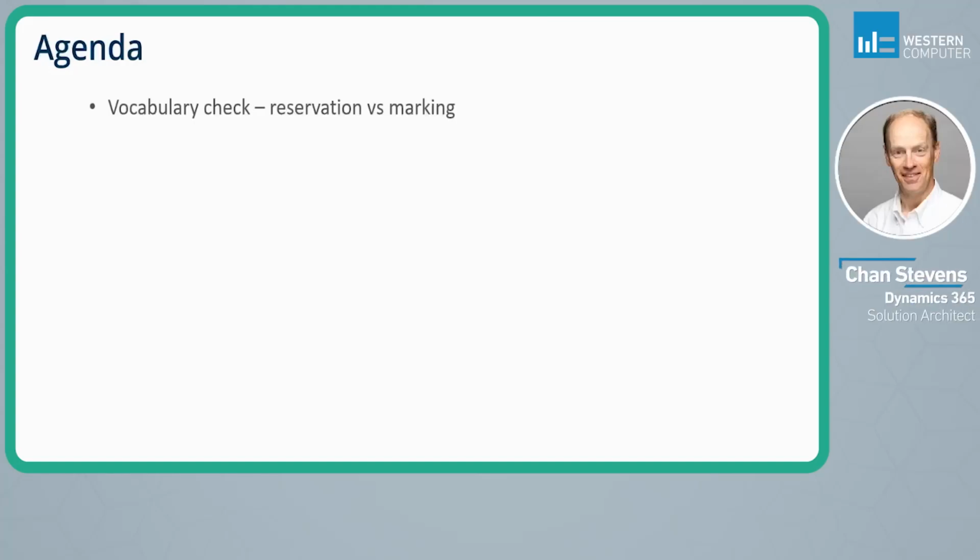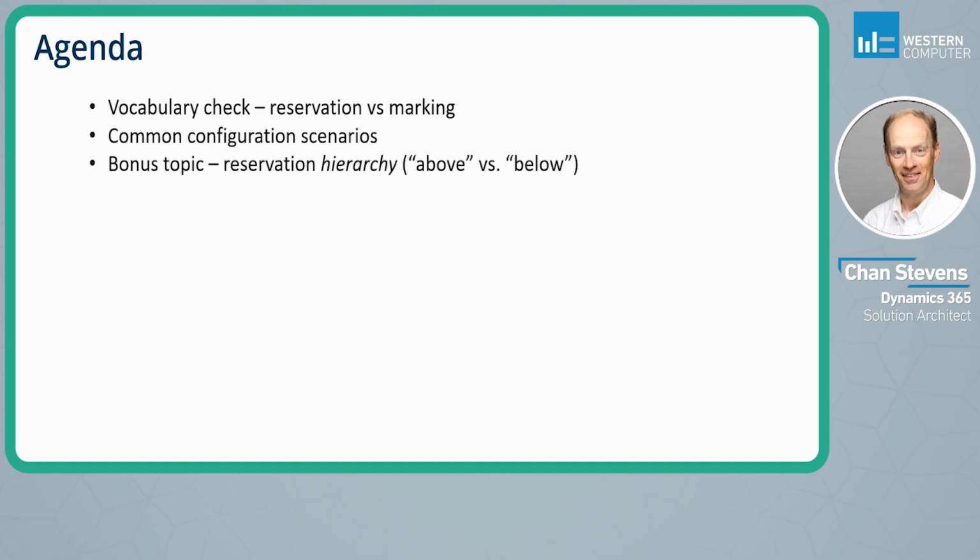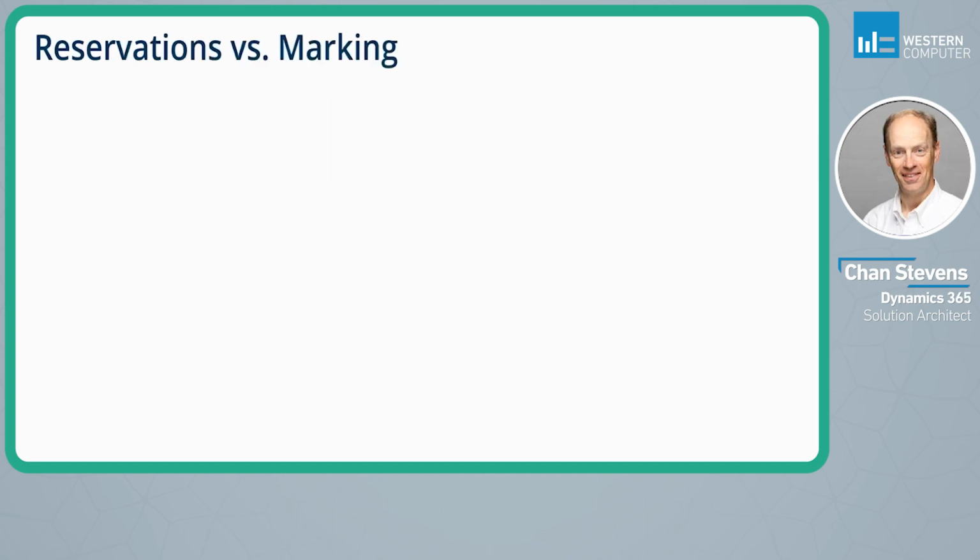The agenda that we're going to cover will start with a vocabulary check to describe the difference between a reservation versus marking. Then we'll go through some common use case scenarios or configurations for each of them. And as a bonus topic, we'll get into a discussion of reservation hierarchy and the concept of batch or serial reservations above or below and what that means.